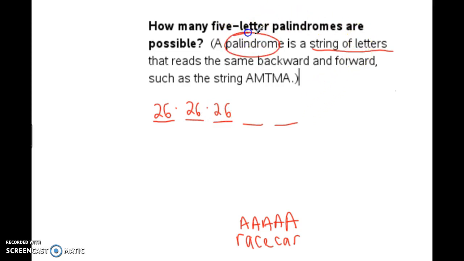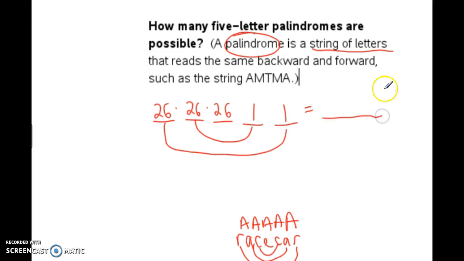But it does say it has to be a palindrome. So to be a palindrome, I don't think this letter can be anything. Once you've chosen the first 3 letters, this letter is always going to match the first letter, right? Just like the C and C match, the A and A match, the R and R match there. So there's only one option available for that letter because it has to match. Same thing here. So to find the total number of possible palindromes, you would multiply 26 to the 3rd power.